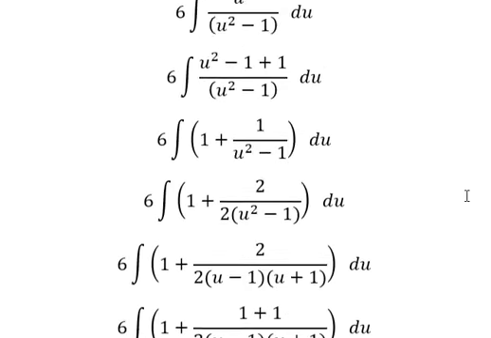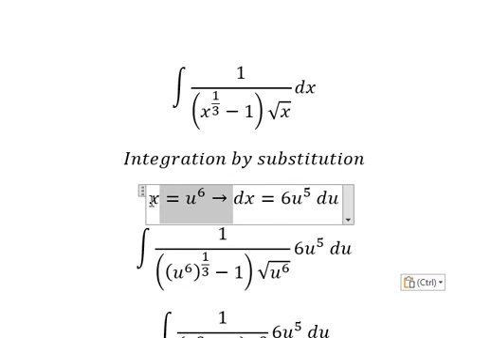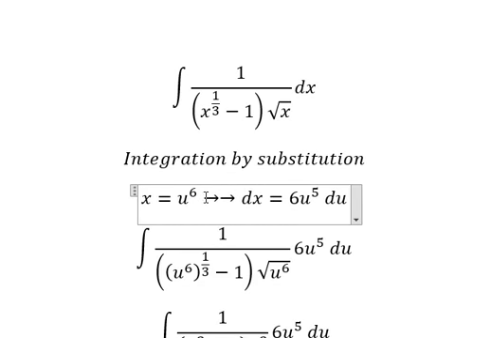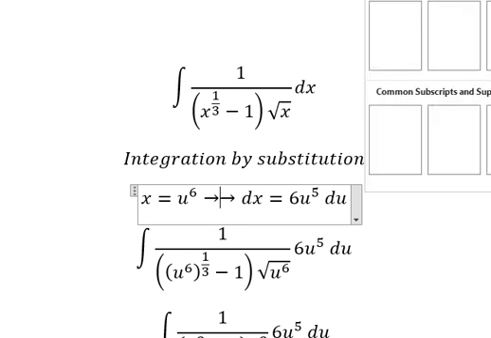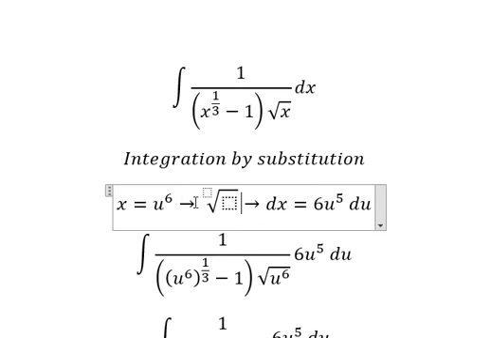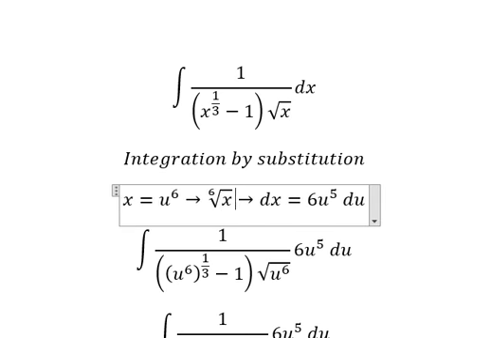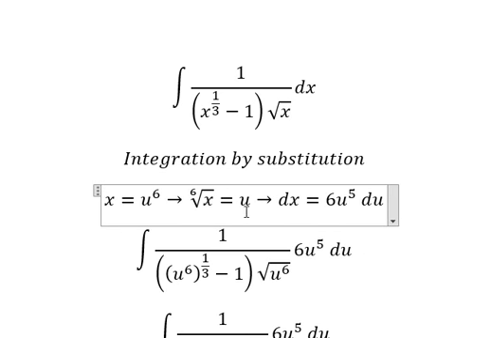About u, that is this one. So we put 6th root for both sides. And now we need to change u by this one.